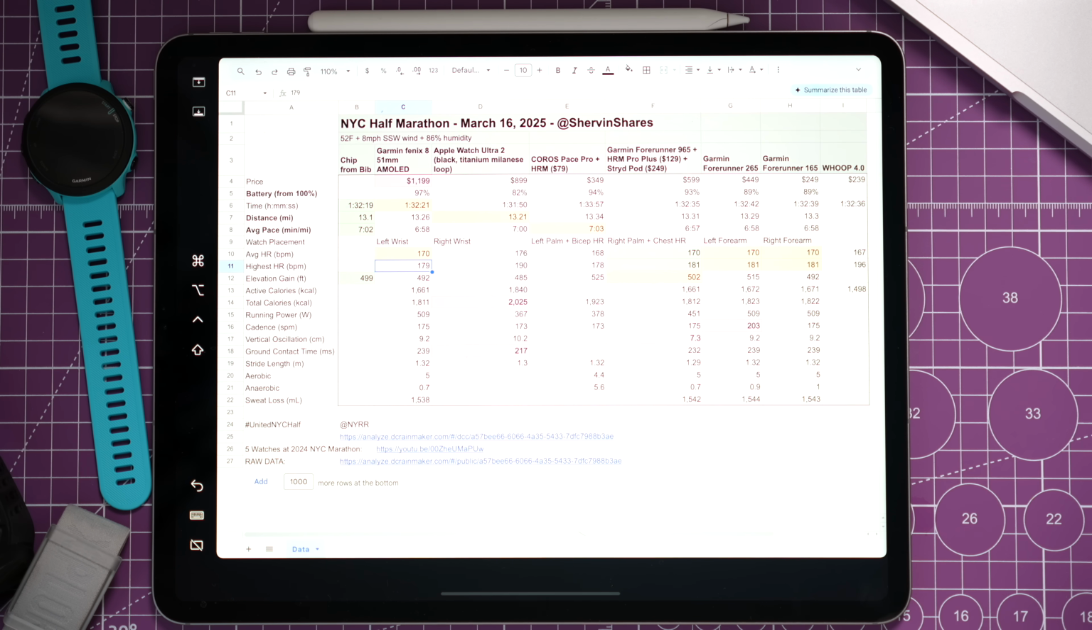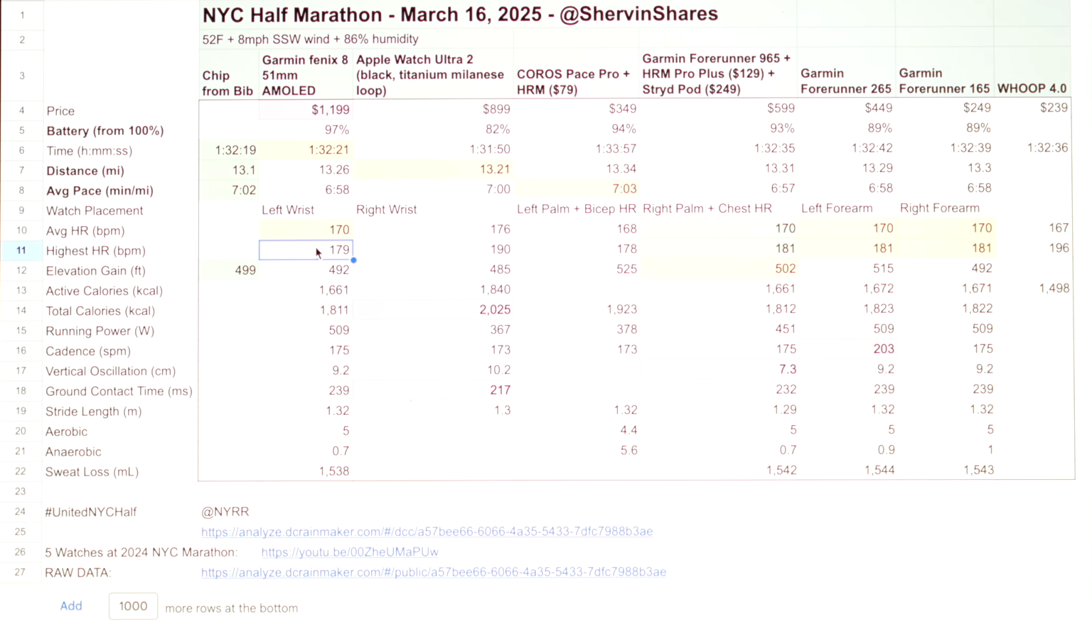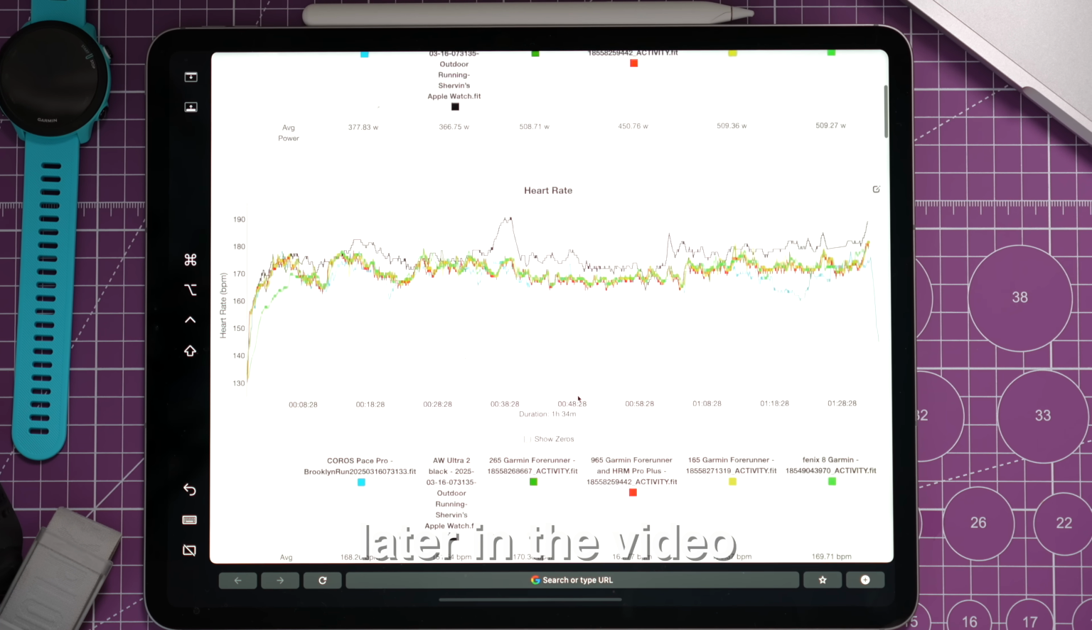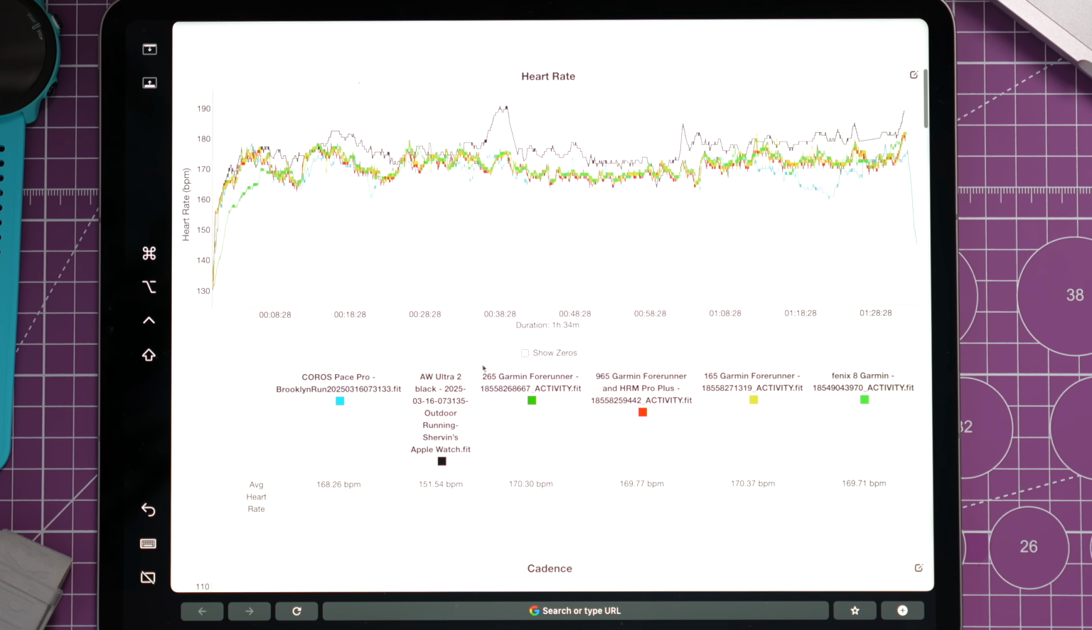The Fenix 8 Pro max heart rate was just 1-2 beats off. That wasn't moving around as much. I expected the heart rate to be decent, so I was surprised. It did pretty well.